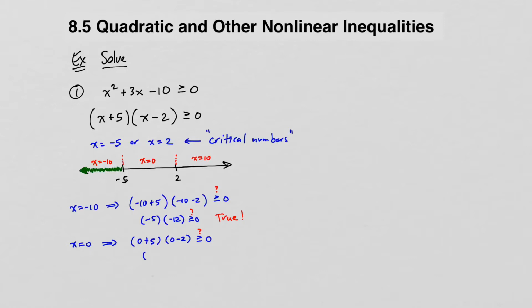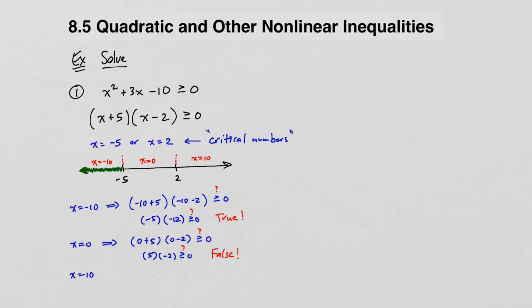0 plus 5 is 5. 0 minus 2 is negative 2. Is this greater than or equal to 0? Well, no, this is false. And it's false because 5 times negative 2 is negative 10, and negative 10 is not greater than 0. So that means that 0 fails to satisfy this inequality, and so we will not be shading in any number on this interval.